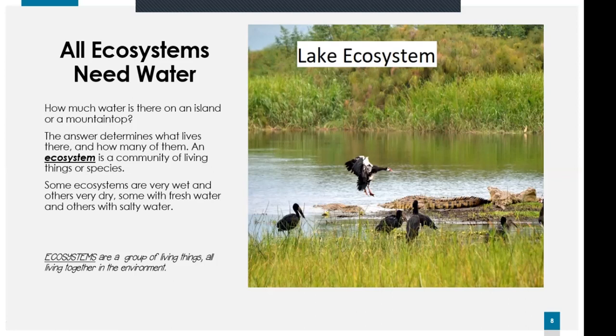I see another little small bird here. There might be some fish, maybe some turtles. That might be something that you might want to get online and look up, to see what kinds of animals live in a lake ecosystem.